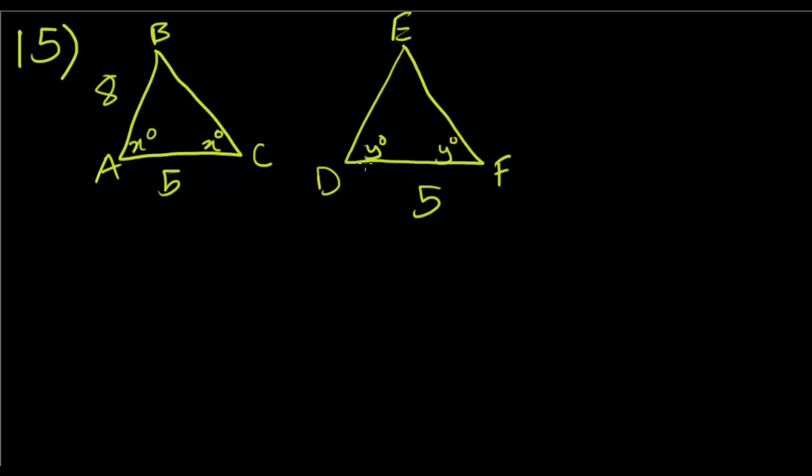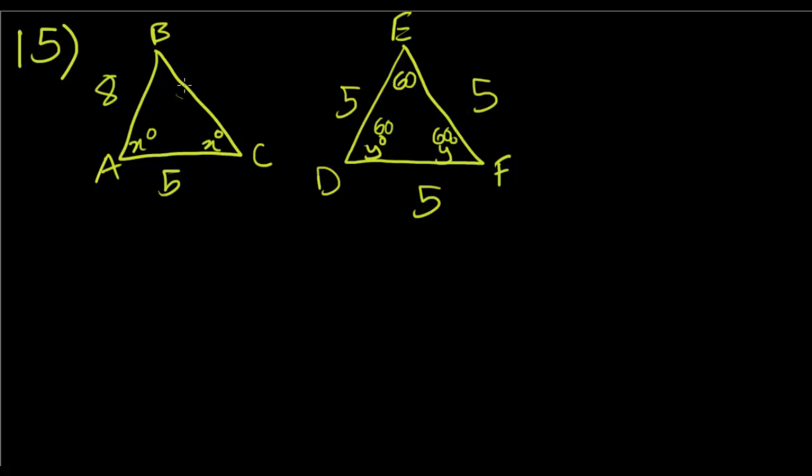Well, they say if y equals 60, so if y equals 60, then this y also equals 60, and 180 minus 120 is also equal to 60, which is the final angle measure. And now we know this is an equilateral triangle. Therefore, this will be equal to 5, and this will be equal to 5.